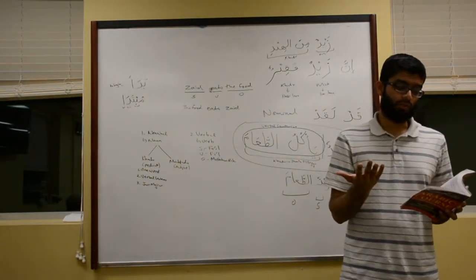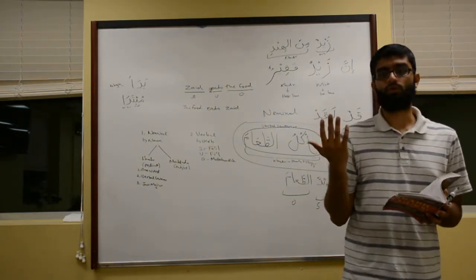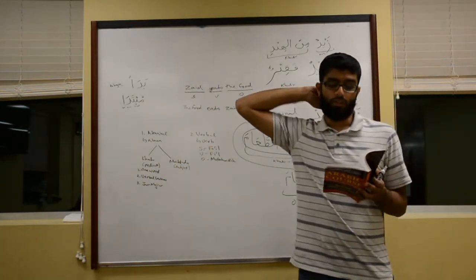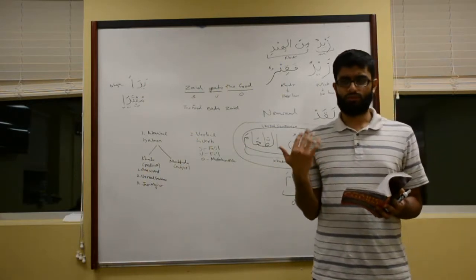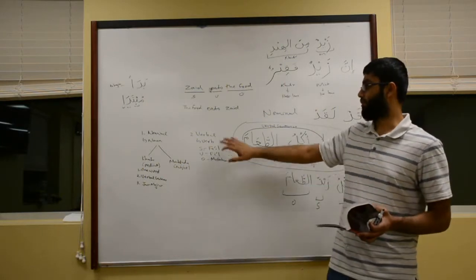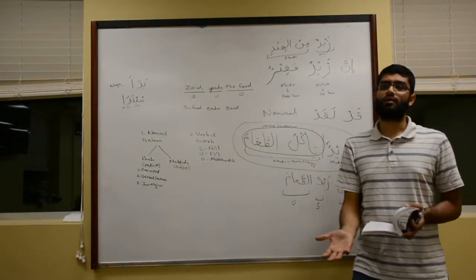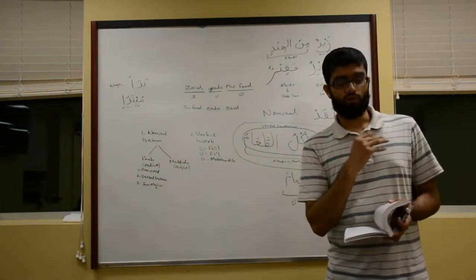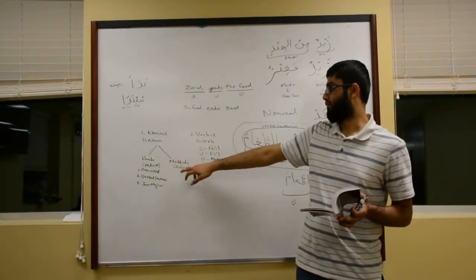So the first dialogue is this question. Man fataha bab al-fasli? What does that mean? Who opened the door of the classroom? Hamid says, Ana fatahtuhu, which means I opened it. Is Ana fatahtuhu a verbal sentence or a nominal sentence? Nominal. Why? It begins with ana. Ana is a pronoun, a type of noun. So it's a nominal sentence. So now I have to have a mubtada and a khabar.